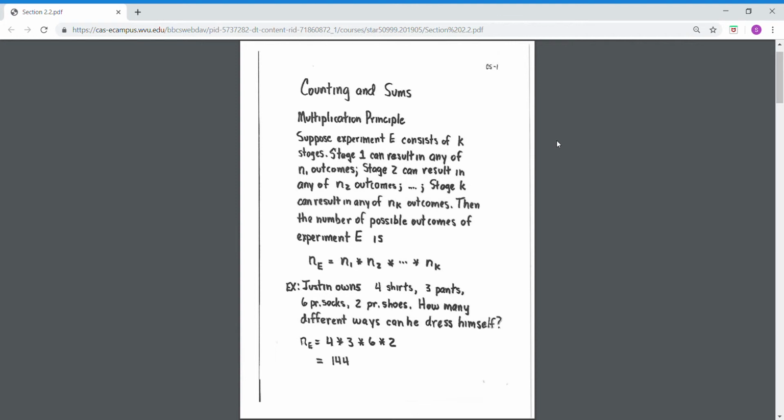To put this in an easier to understand example, suppose Justin owns 4 shirts, 3 pants, 6 pairs of socks, 2 pairs of shoes. How many different ways can he dress himself? Well, nE would equal 4 times 3 times 6 times 2 for the 4 shirts, 3 pants, 6 pairs of socks, and 2 pairs of shoes. Again, 4 times 3 times 6 times 2, which equals 144 ways Justin can dress himself.